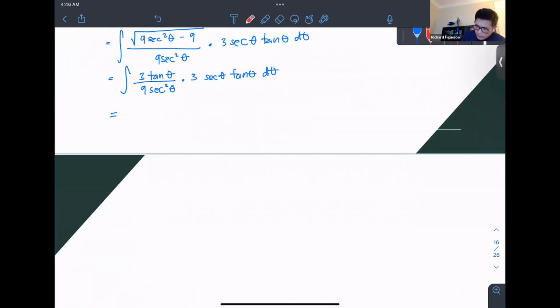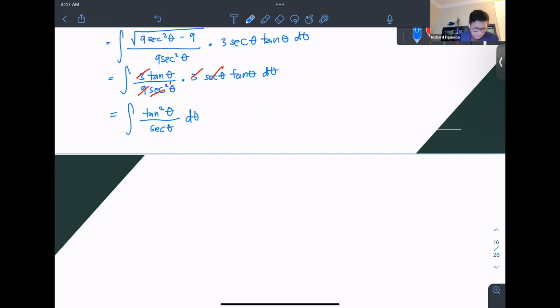So what has happened then? 3 times 3 is 9, divided by 9, which is 1. And then the secant, we still have one there, but this one will be cancelled out. So I'll have tangent and tangent, which will be tangent squared theta, and the one below will be secant theta d theta.